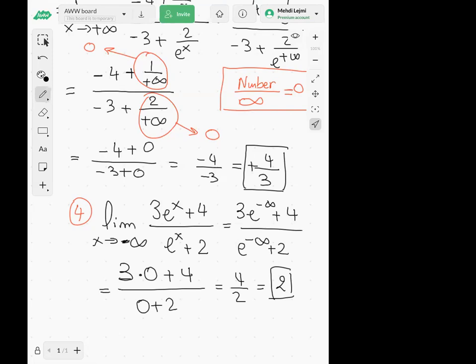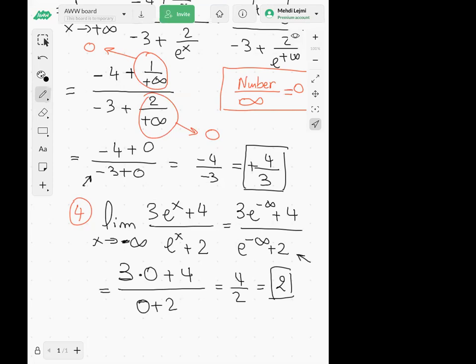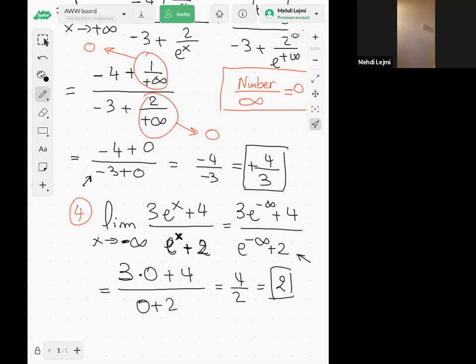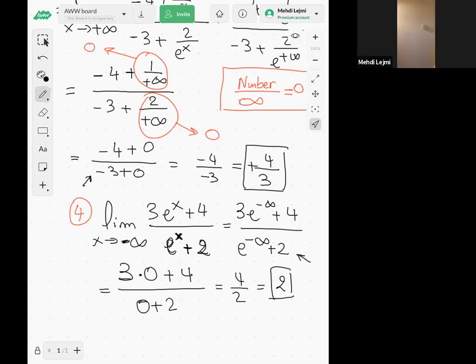Professor, I have a question. In the last one we just did, since there's no number on the bottom, it's easier to do. Since the equation, number 4, doesn't have a number on the outside of the e to the x, like 4 e to the x. You're talking about the bottom? That's just e to the x plus 2. Yes, there's no number there. It's just zero.